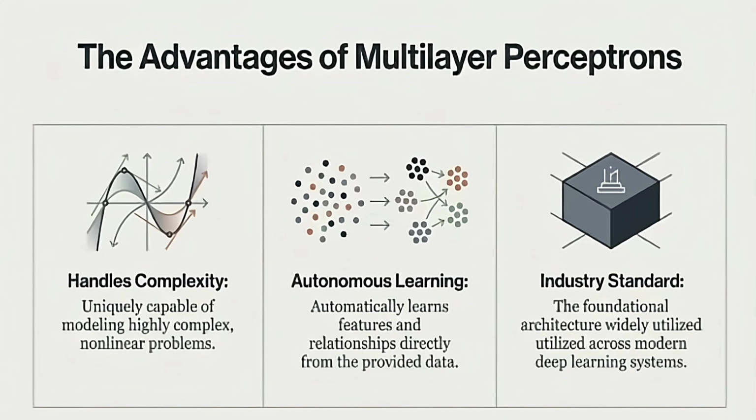The advantages of multilayer perceptrons. Handles complexity. Uniquely capable of modeling highly complex, nonlinear problems. Autonomous learning. Automatically learns features and relationships directly from the provided data. Industry standard. The foundational architecture, widely utilized across modern deep learning systems.